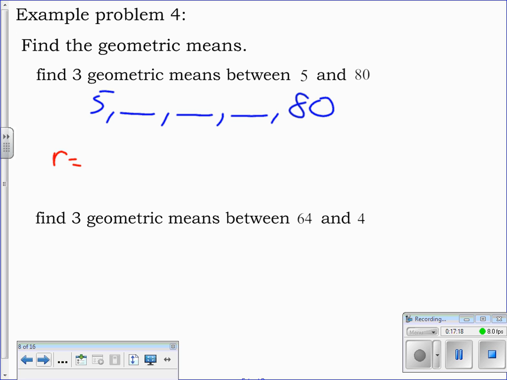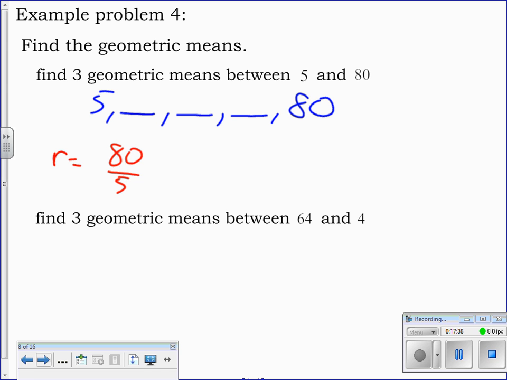Now with the arithmetic ones, what did we do? We took the last one, subtracted the one in front. For geometric, we don't subtract, we divide. So I take the last number divided by the first number. Now with the arithmetic means, what else did we do then? Then we divided that number by how many spaces plus 1.